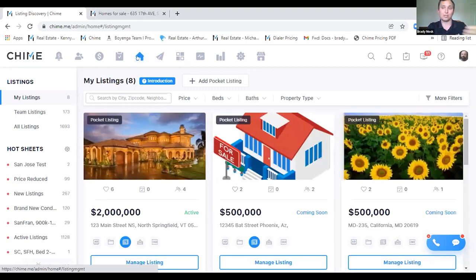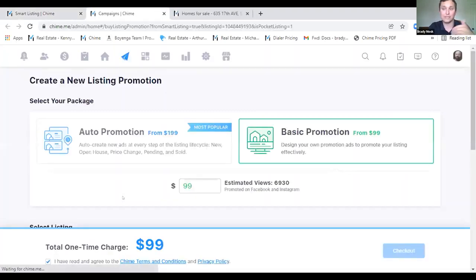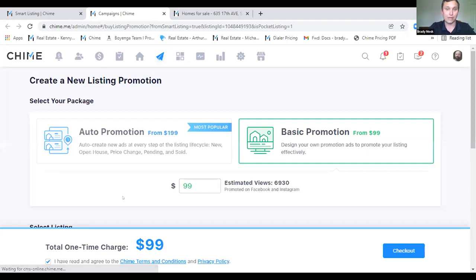So whenever you upload a listing into the MLS, if you'd like help finding buyers for that specific property, within Chime, you can pick out that property and you can create promotional ads around that listing that Chime will design and serve and run on your behalf. Pretty easy to do. Select your desired ad budget, choose your style of promotion. What Chime will do is create ads of new listings, of open house, of price change, of pending, and of sold. So we'll market the life cycle of your listing on Facebook, and we'll also do it for you on Instagram. So to help boost listings, we're putting your listings on Instagram.